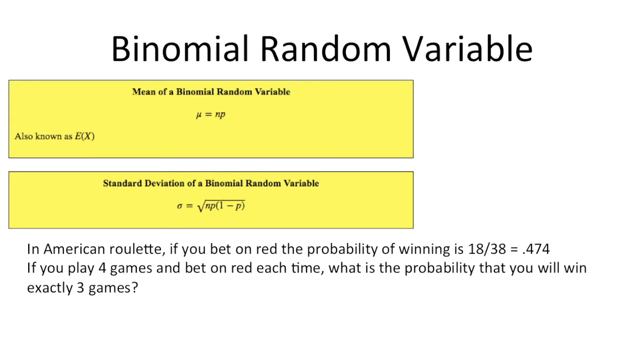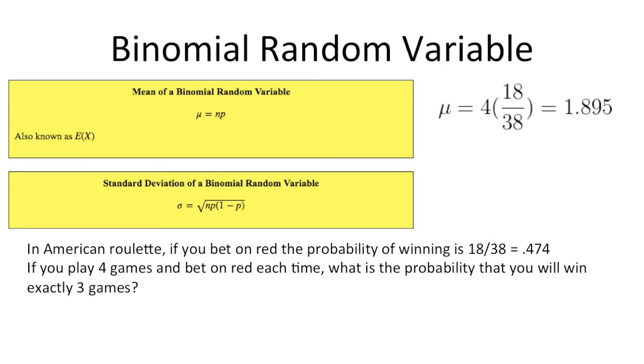You will have to use these formulas and do the calculations out by hand, but they're fairly simple. The mean of a binomial random variable, also known as the expected value, or E of x, is equal to n times p. So in this particular example, 4 times 18 over 38, or 0.474, which equals 1.895. To interpret this value, I would say if you're playing 4 games and you bet on red each time, I would expect that you would win around 1.895 games.